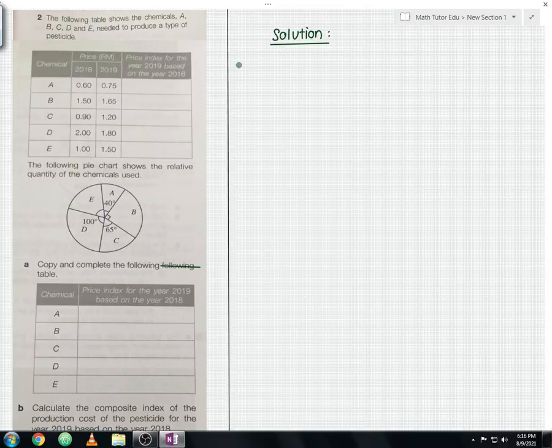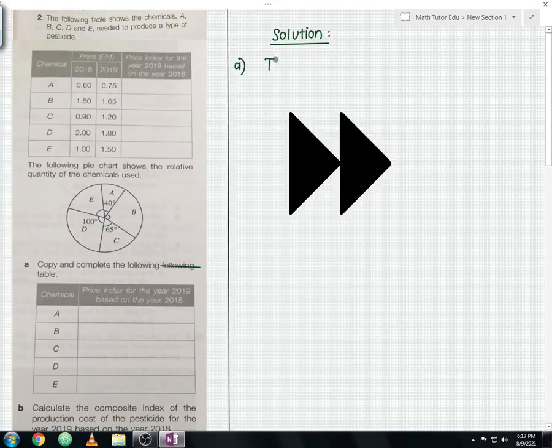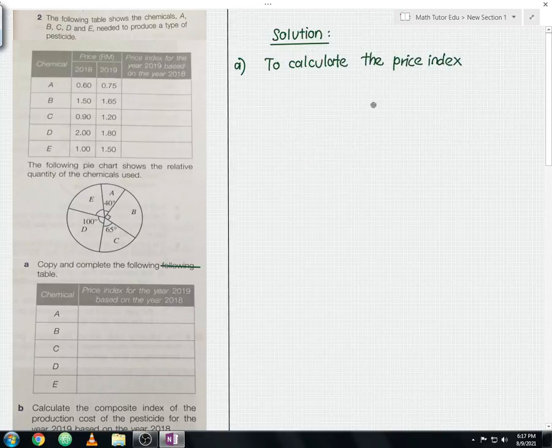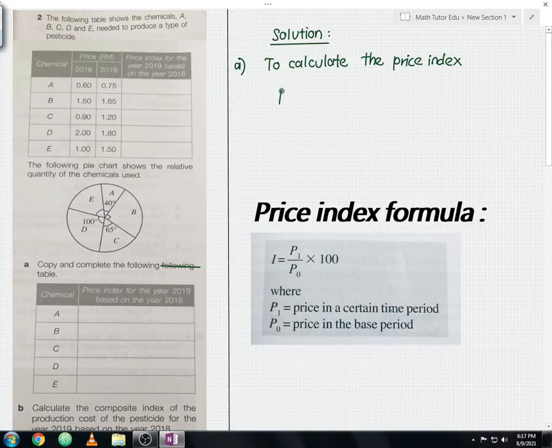Let us begin our discussion for question part A. So to calculate the price index, now what I'm going to do is write a general formula for us to calculate the price index for chemical A up to chemical E, where the price index in the year 2019 based on the year 2018. Okay, let me underline the fraction.